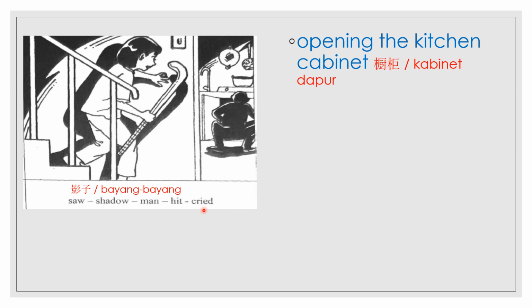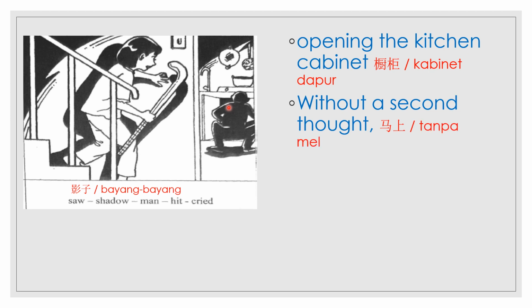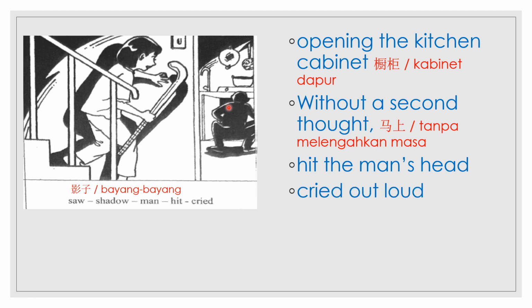So what are some of the words or phrases that you might use? Okay, you might need to say this man was opening the kitchen cabinet. Okay, kitchen cabinet 就是厨房的橱柜 cabinet dapur, right? Did she hesitate? Did she wait whether to hit or not? No, she didn't. She immediately, so you can say without a second thought, she hit. Okay, tanpa melengahkan masa. 她马上就打了. So without a second thought, she hit the man with the hockey stick. Okay, or hit the man's head with a hockey stick, and the man cried out loud. menjerit, 喊得很大声.